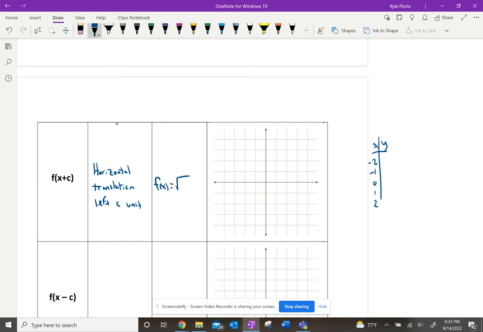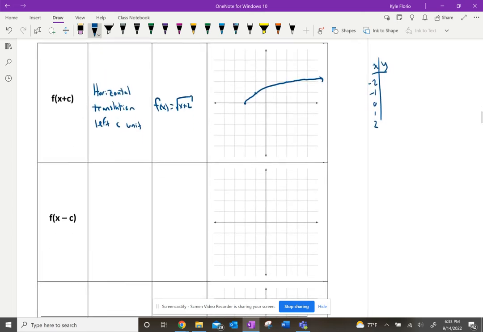So if I did the square root of x plus 2, that's going to move my function to the left 2 units. So it's going to still be that same square root function, just to the left. And f of x minus c, that's going to go to the right. So we have another horizontal translation. And that's going to go right c units. So this one's going to go to the right.